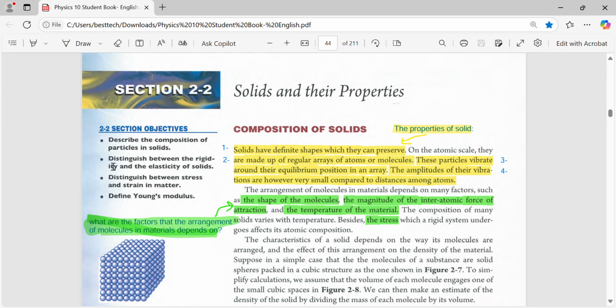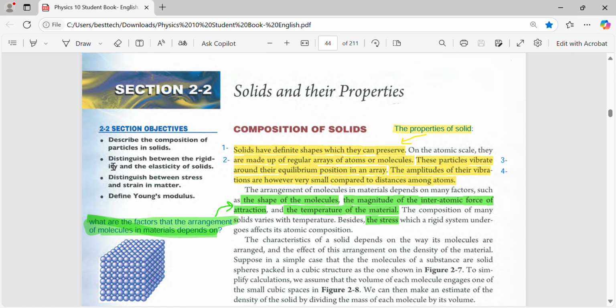Hello dear students, welcome back again to study physics, chapter 2, section 2. Today's lesson is called solids and their property. We will study in general what a solid is, what the properties of a solid are, what factors can affect a solid structure, and how the molecules are arranged in a solid structure.